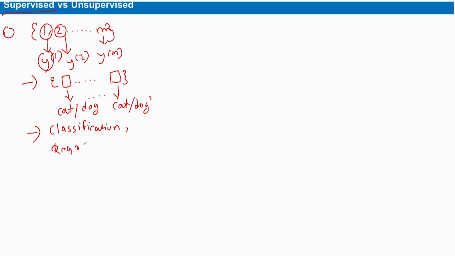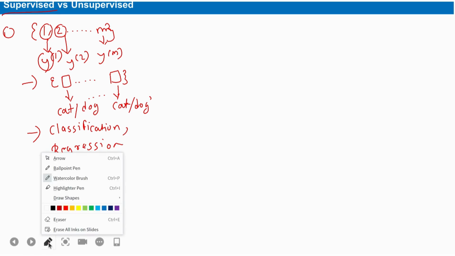Then regression is also an example, either univariate or multivariate regression, so that is also an example of supervised machine learning. Like that, many more examples are there. Now let's see what unsupervised machine learning is. I will change the pen color.